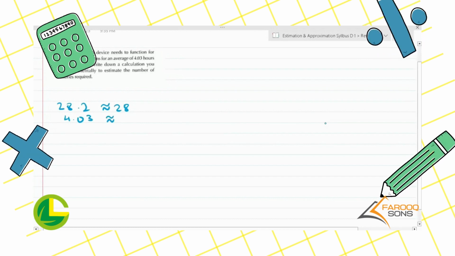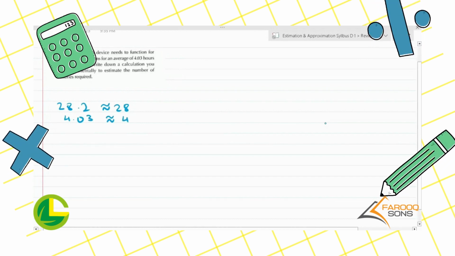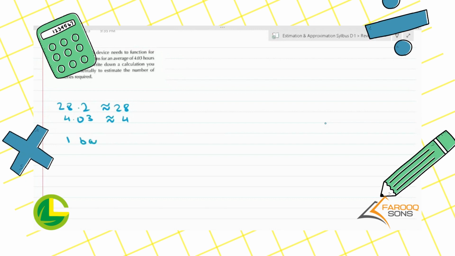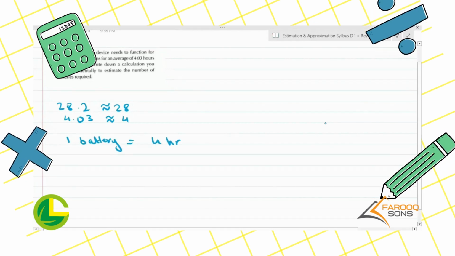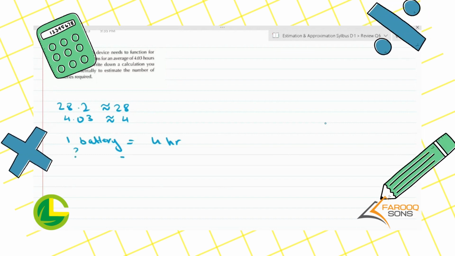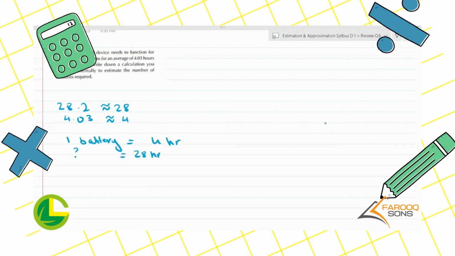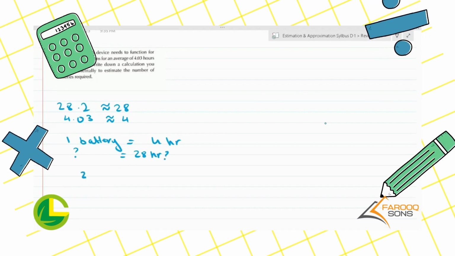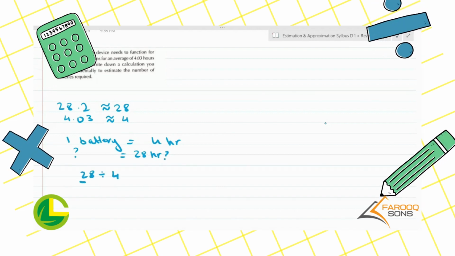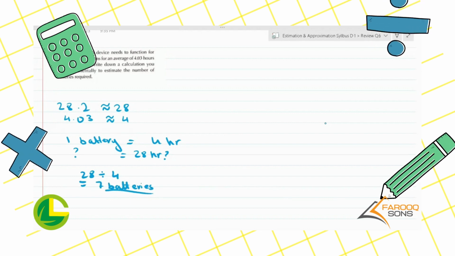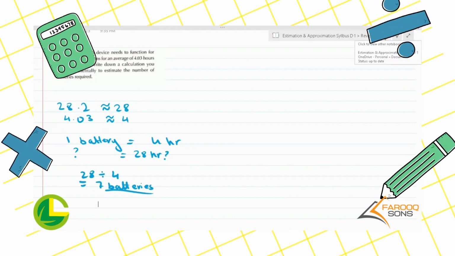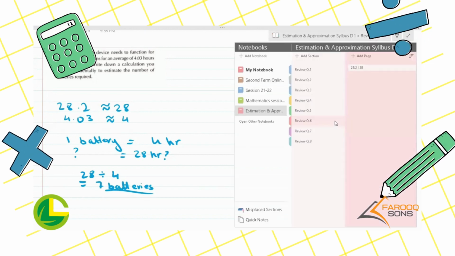4.03 can be rounded off to 4. Now, if one battery can work for 4 hours, how many batteries do we need if we need to work for 28 hours? Okay, so 28 divided by 4 will give me 7 batteries. And that is it. This one was very easy. Let's move on to the second one. Seventh one now.